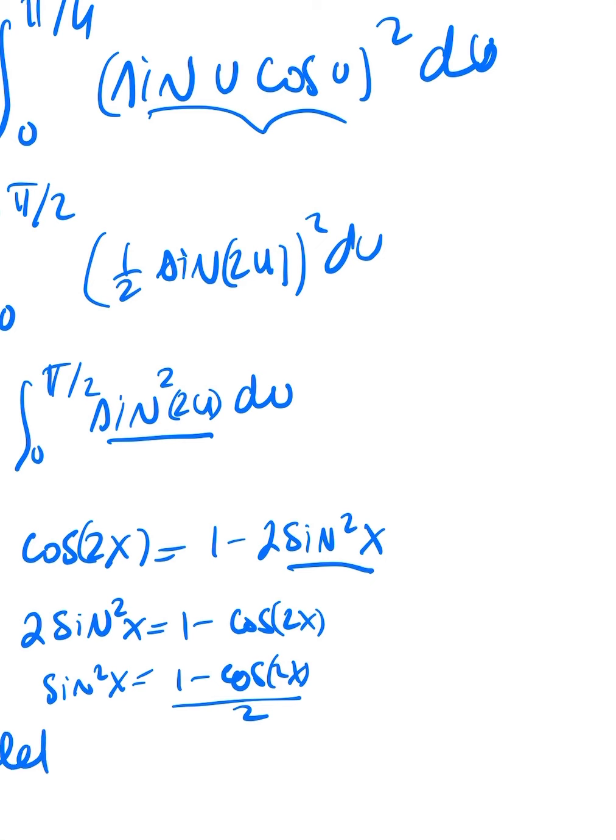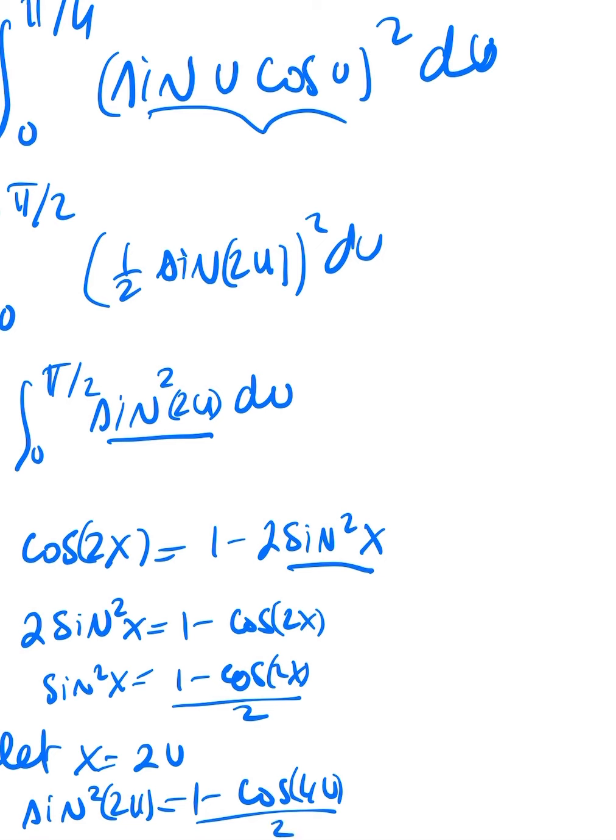I'm now going to let x equal 2u. This will give you sine squared of 2u is now equal to 1 minus cosine of 2 times 2u over 2. And at this point, I no longer have a squared, and I've got values that we know how to integrate. I'm not saying it's easy at all.